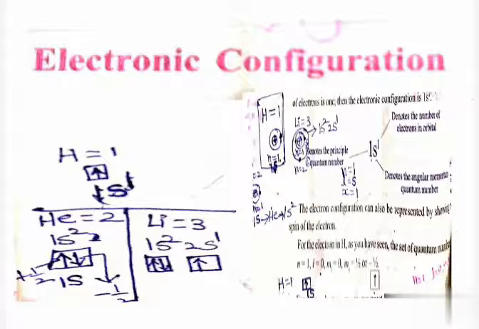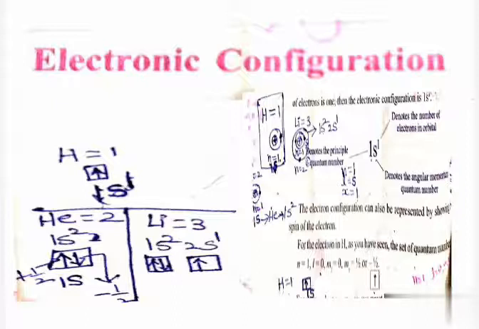Next, what is its L value? In the N equals 1 shell, there is only one subshell, that is the s subshell. For the s subshell, L value is 0. Ml values depend on the L value, so since L is equal to 0, the Ml value is also 0. And what is its Ms value?